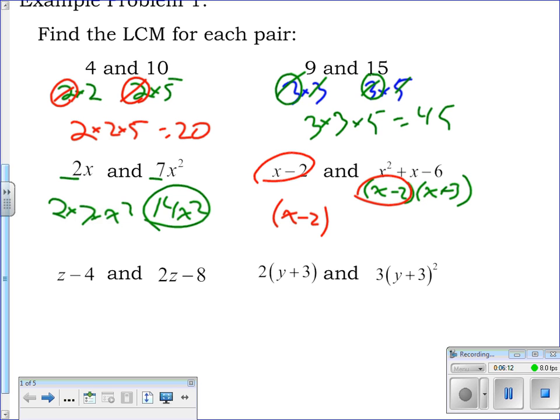So I took care of this one. I took care of that. What do I have left? X plus 3.